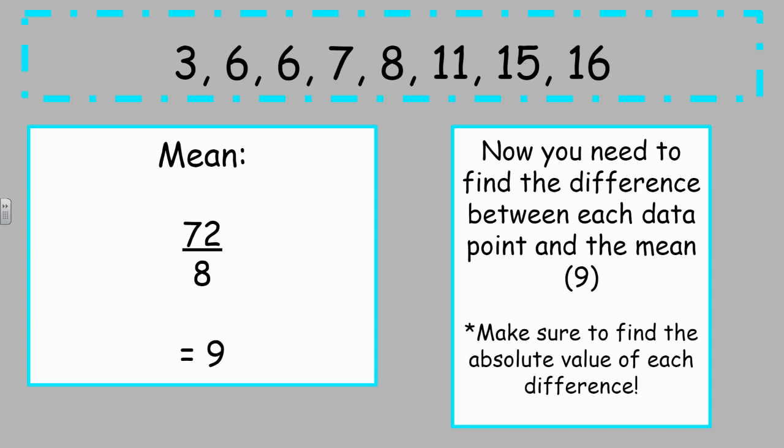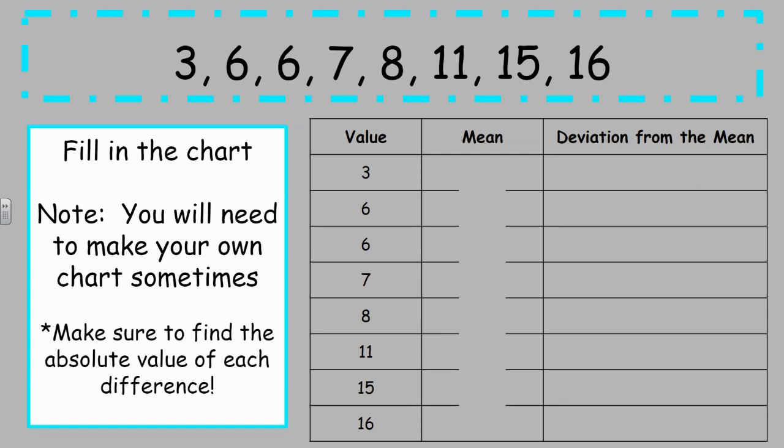Okay, so now we are going to find the difference between each data point and the mean. The mean was 9. We're going to use the chart that is on the notes. If you don't have a chart, that's okay. You can make one. Sometimes you're not going to get a chart of your own. You would just have to do it yourself, okay? I have the chart, and the middle column says mean. That is the easiest one to fill out. You just write the mean all the way down. In this case, it was 9.